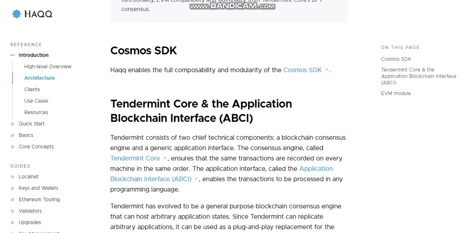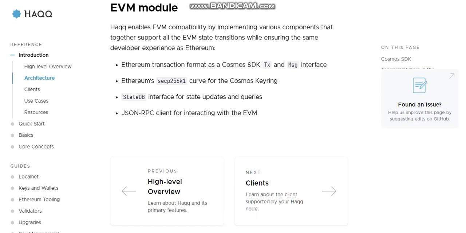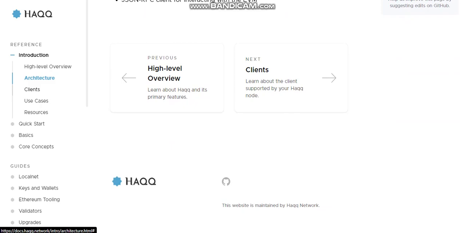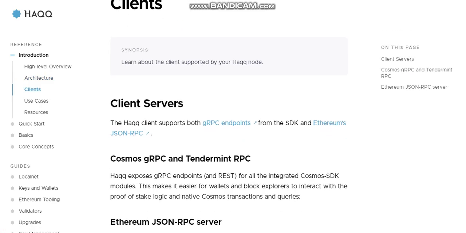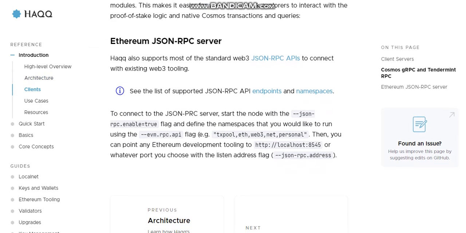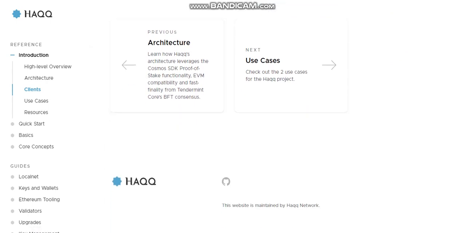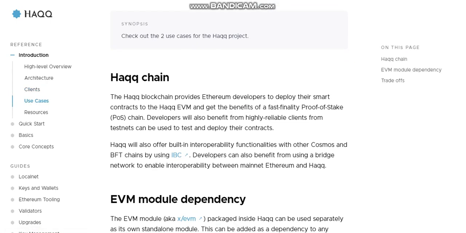In this video, we will discuss some of the key features of Haqq, including Web3 and EVM compatibility, high throughput via Tendermint Core, horizontal scalability via Inter-Blockchain Communication Protocol, IBC, and fast transaction finality.